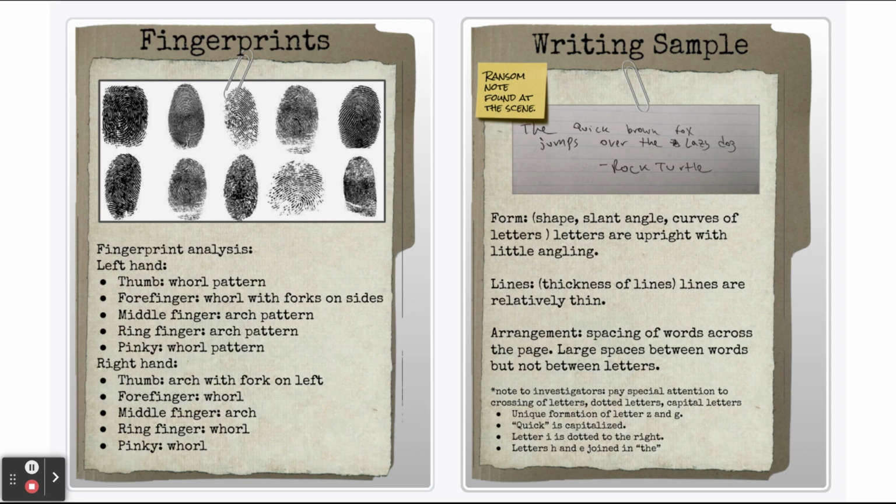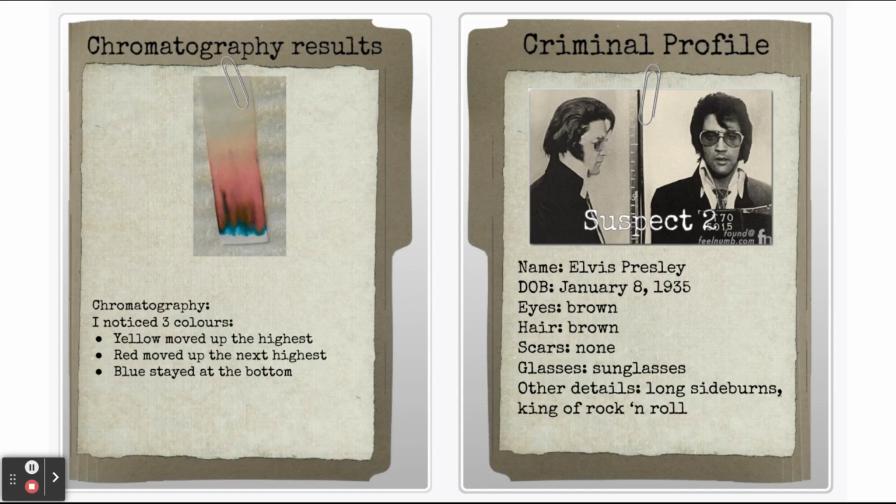The writing sample is included with notes about the form, the lines, the arrangement, and paying special attention to crossing of letters, dotted letters, and capital letters. Finally, we have a picture of the chromatography results and the notes that we made following our chromatography experiment. And last but not least, a mugshot of our suspect with information. Now, Elvis did this work. You're going to do your own picture and your own information for your criminal profile.